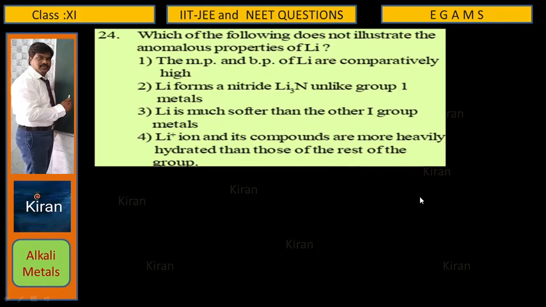Which of the following does not illustrate the anomalous properties of lithium? Does not illustrate. Remaining 3 are anomalous properties, only one does not represent that. That is the third one. Lithium is much softer than the other group 1 elements is wrong, it is a little bit hard compared with the other ones.